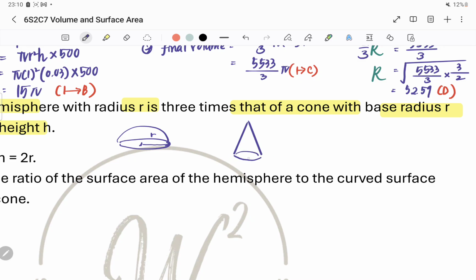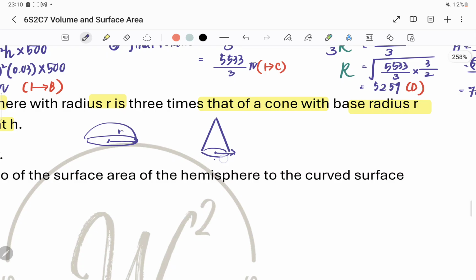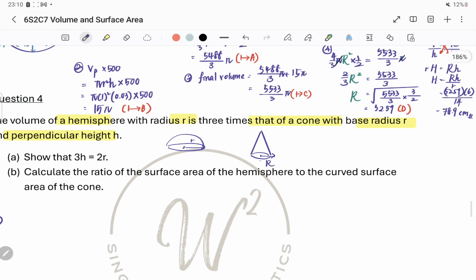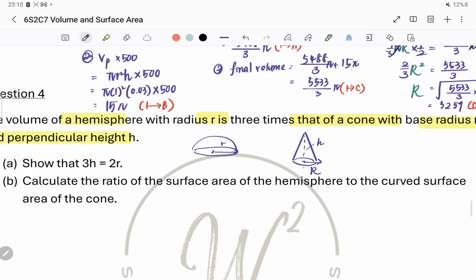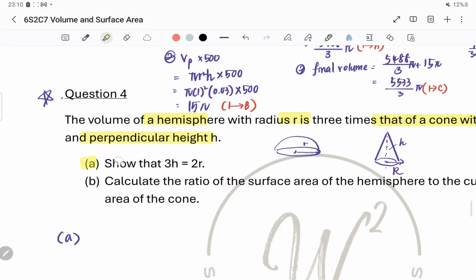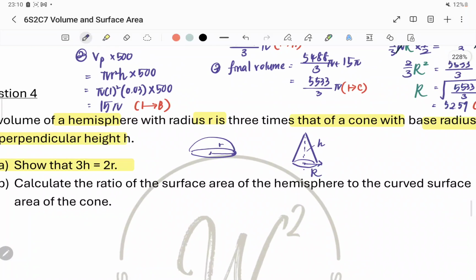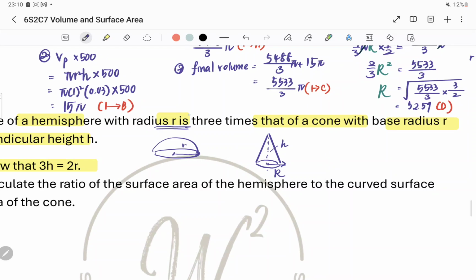With the base radius, let me put this as big R, and the perpendicular height of h. Now the question wants you to show that 3h equals 2r. So your hemisphere radius is this small r. Then they tell you that the volume of the hemisphere is 3 times that of a cone with radius r.